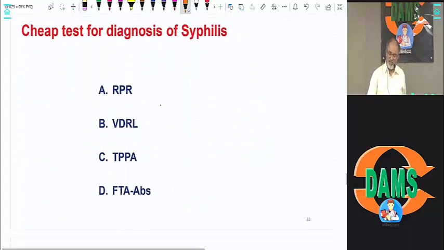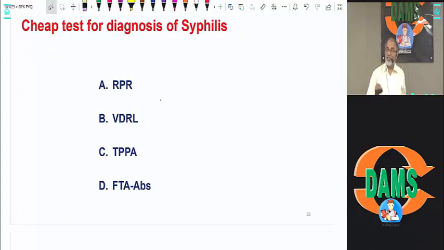Cheap test for syphilis. Cheap in the sense of money, not okay, is the very simple RPR test. Because for VDRL you need to do at least 300 tests. If you open the pack, you need to do 300 tests. TPHA, FTA-ABS is a very costly test. So the simple, easy, cheap test is the RPR test, rapid plasma reagin.